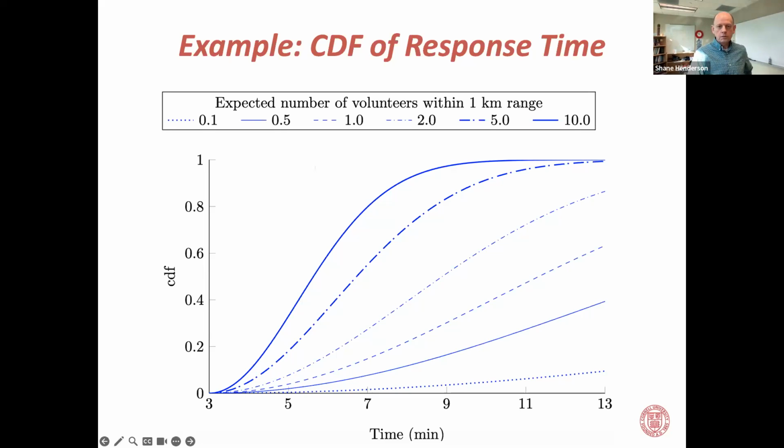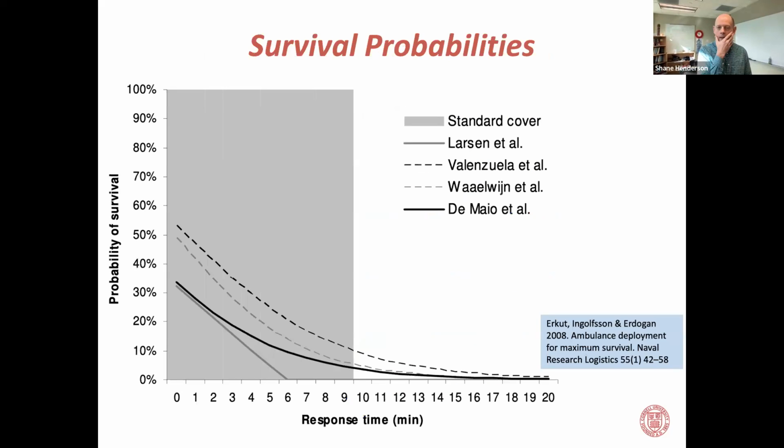So it's a very natural model that I think is doing all the right things. These are all calculations that are very straightforward. So we can now get the response time of the volunteers. And what we want to do is combine that with information on survival probabilities to get an overall survival function. So here's what I mean by this survival stuff.